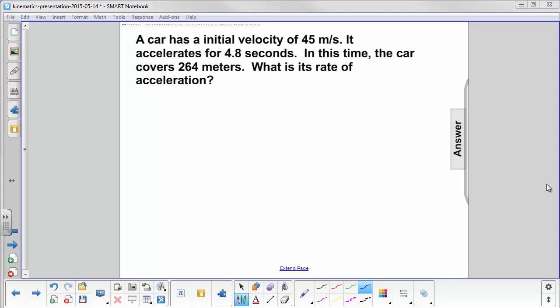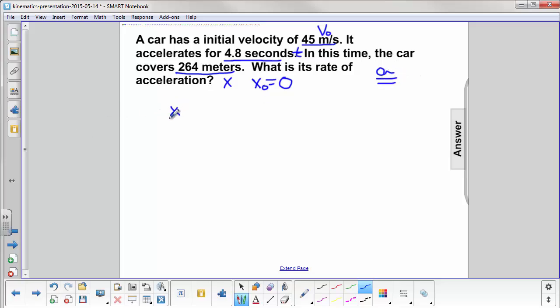A car has an initial velocity of 45 meters per second, so that's v0. It accelerates for 4.8 seconds, that's time. It covers 264 meters, so let's call that our final position. We're going to call our initial position 0 because it's not specified. So our final position is 264, and we need to find acceleration.